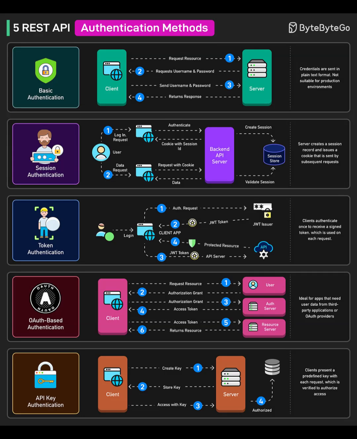API key authentication. Finally, the diagram shows API key authentication. Here, the server issues a unique key to the client. The client stores it and then includes it in each request, often as a header or query parameter, so the server can identify and authorize the caller.